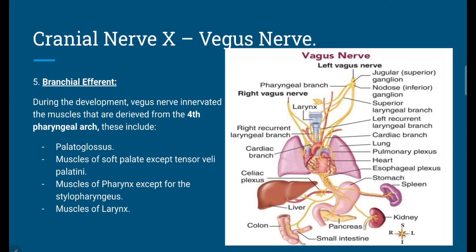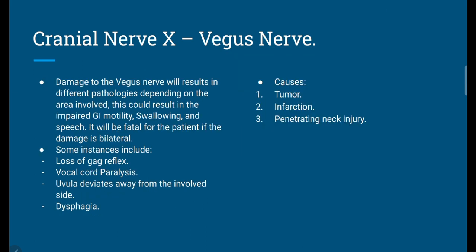And then we have finally the branchial efferent. During development, the vagus nerve innervated the muscles that are derived from the fourth pharyngeal arch, and that will include the palatoglossus, the muscles of the soft palate except the tensor veli palatini, the muscles of the pharynx except for stylopharyngeus, and the muscles of the larynx.